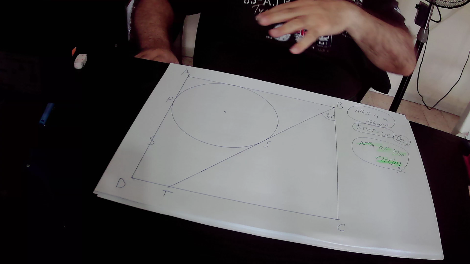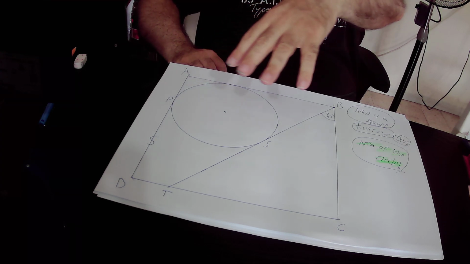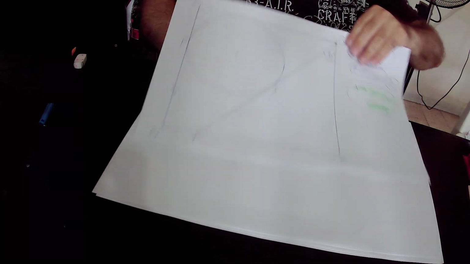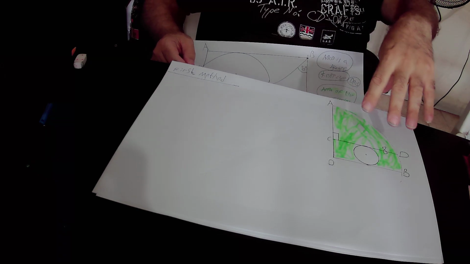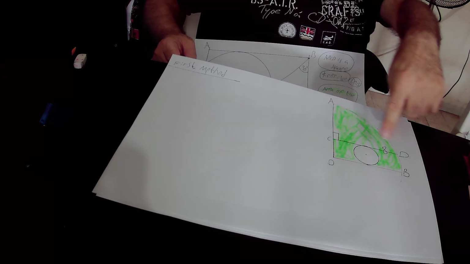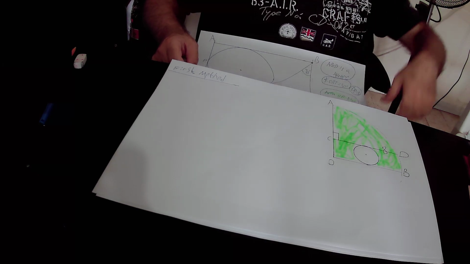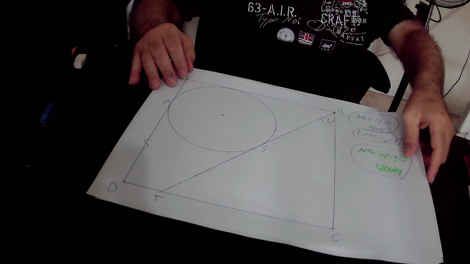Hello, in this lecture we'll answer two questions. In the first question, we'll find out the area of this circle that is inside square ABCD. And in the second question, we'll find out the value of the green area that is inside this quarter circle. We'll start with the first question.